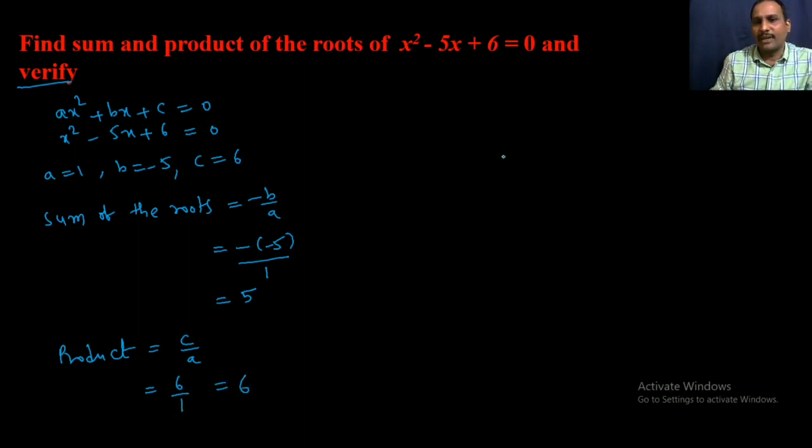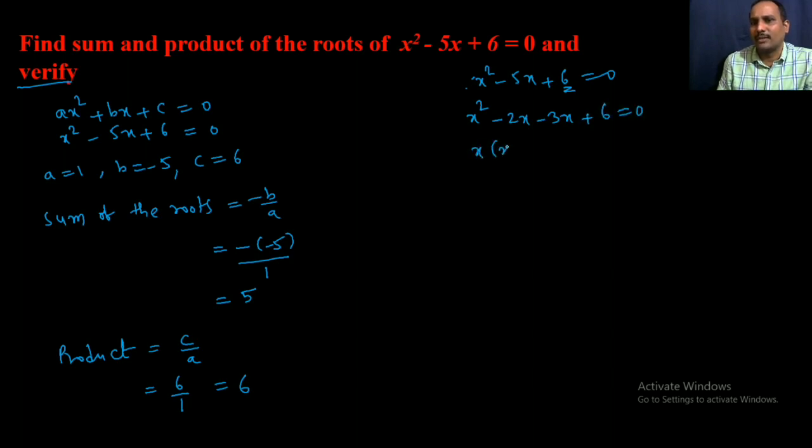Now let us verify. What are the roots of x square minus 5x plus 6 equal to 0? We will do it by the factorization method. Let us take the product 6, 1 into 6 is 6. And what are the factors of 6 which give the sum minus 5? You can take minus 2 and minus 3. So x square minus 2x minus 3x plus 6 equal to 0.